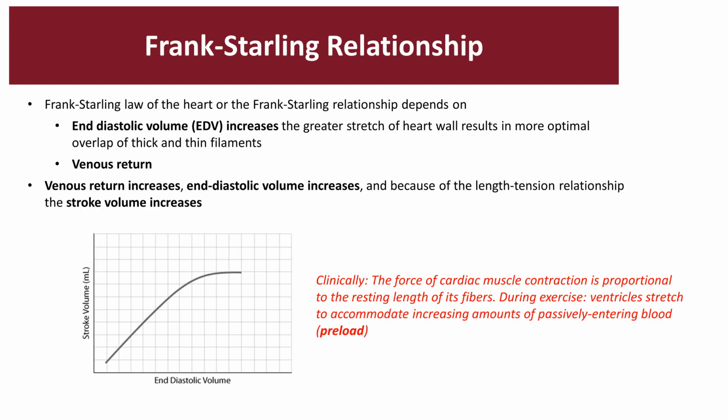The Frank-Starling relationship. The Frank-Starling law of the heart, or the Frank-Starling relationship, depends on the EDV, the end diastolic volume. As the EDV increases, there's going to be a greater stretching inside the heart's atria wall, resulting in more optimal overlapping between the thick and thin filaments. This is directly linked to the amount of blood returning to the heart, called venous return.